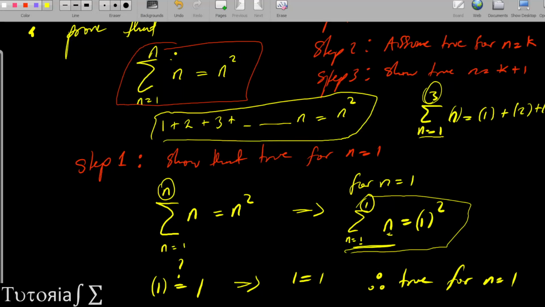So this has shown that the statement is true for n equals to 1 in step 1. We have to go to step 2, the assumption step.